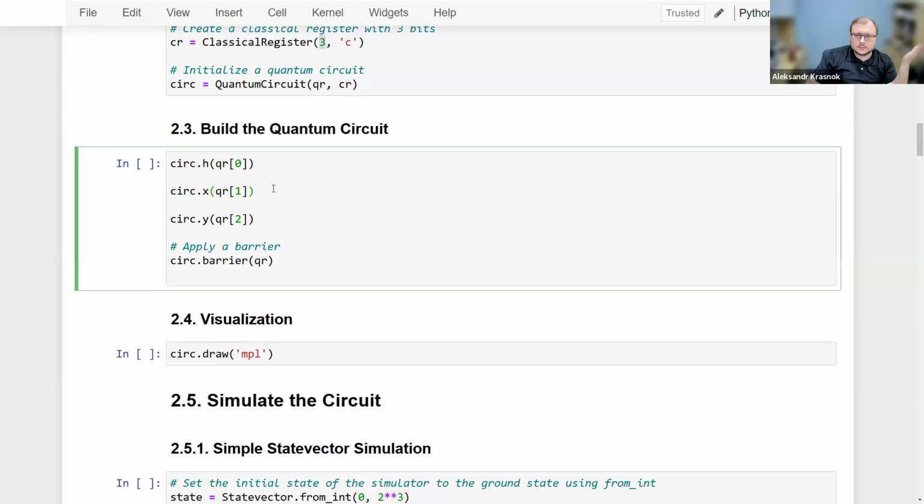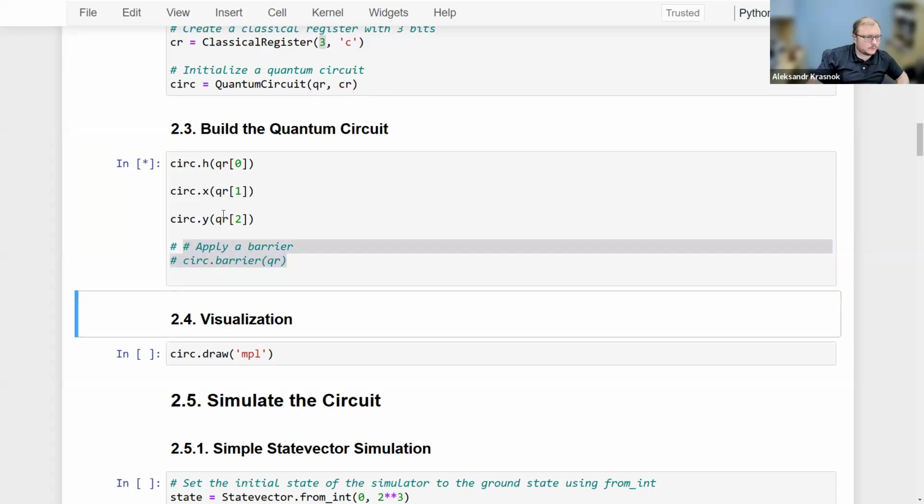All right, then you build your quantum circuit. So far we discussed only single qubit operations. So let me add these 3 gates in there: Hadamard, X and Y apply to the first, second, and third qubit in this circuit, right? And then also I put this barrier, so it doesn't do anything. It's just a graphical line.